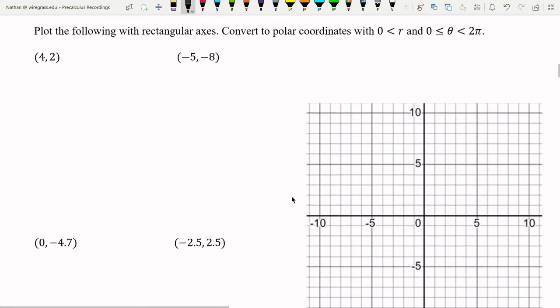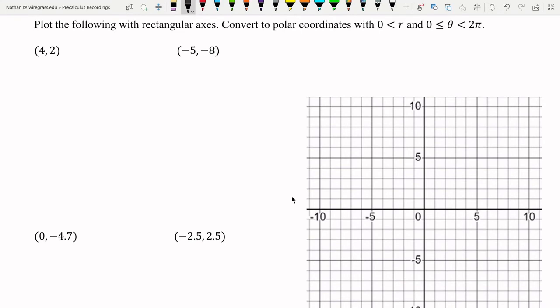Now, for this next set, let's plot the following with rectangular axes, and we're going to convert it to polar coordinates, just to do it the other way. So here we have 4, 2, right? 4, 2 is just right here. Again, you can see why this is called rectangular, because these are all squares, everything's in rectangles, depending on how you stretch it or shrink it in the horizontal or vertical direction. But that's the first point, 4, 2.